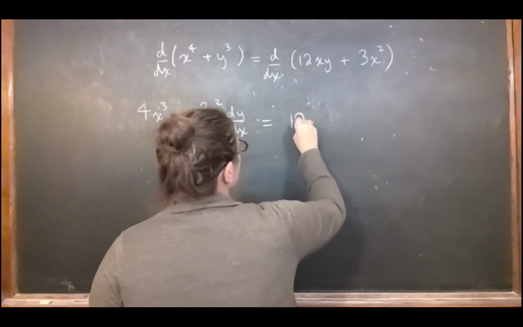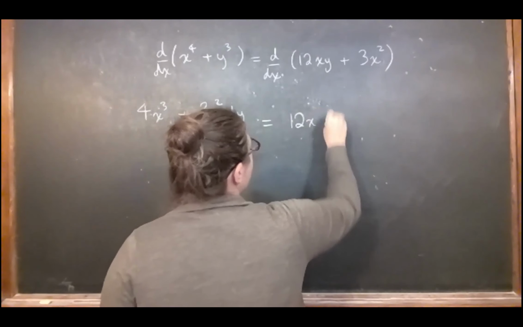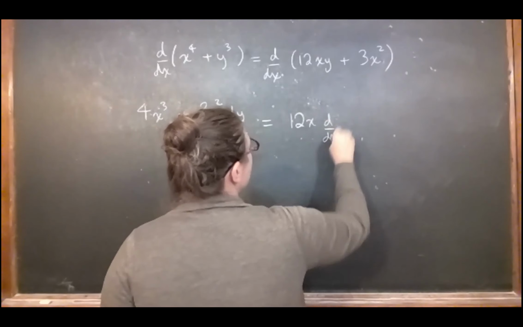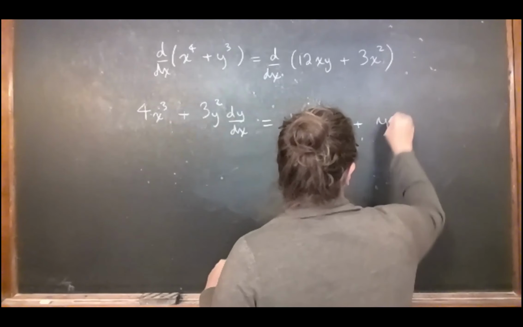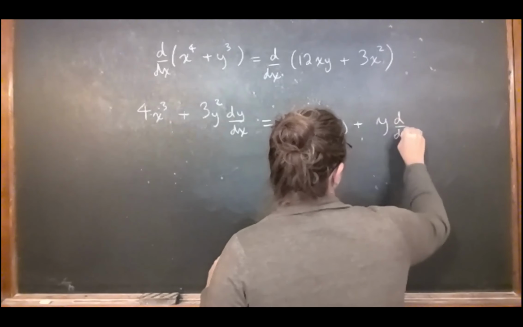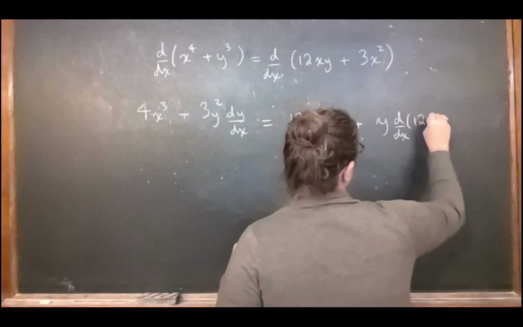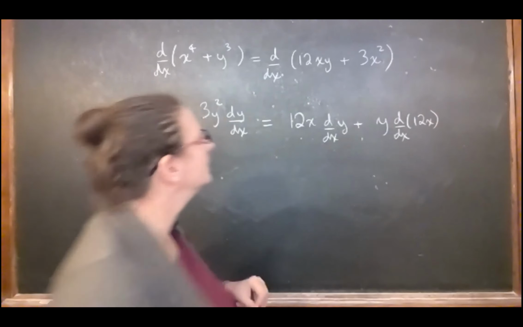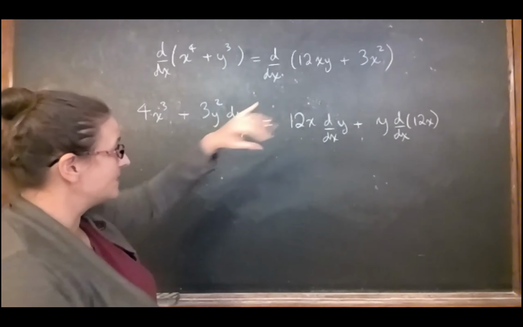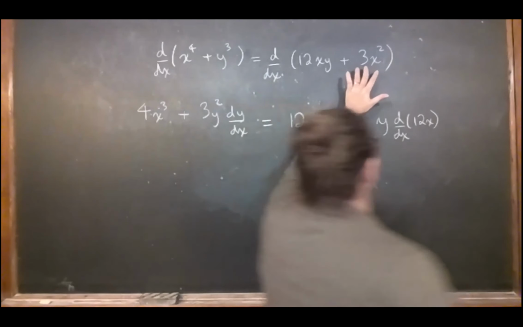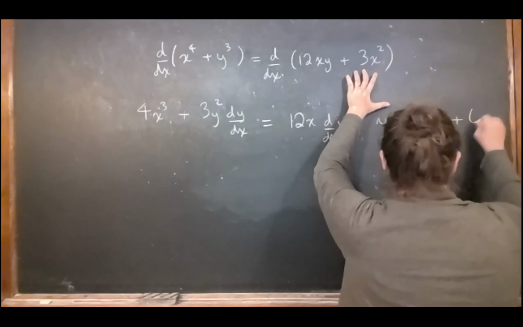So it's going to be the first times the derivative of the second plus the second times the derivative of the first. I'm just going to put the 12 with the x, but it doesn't really matter where it goes because it's just multiplying by 12. And then my last one is easy. I'm just taking the derivative of this, and it's going to be 6x.